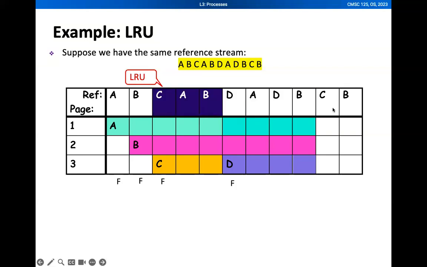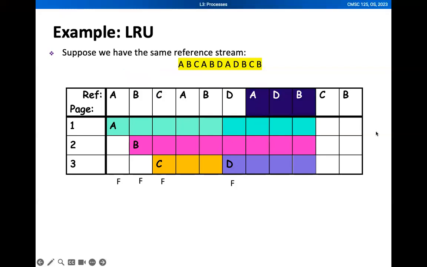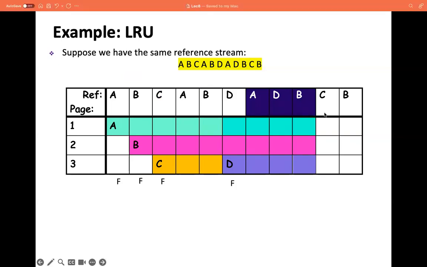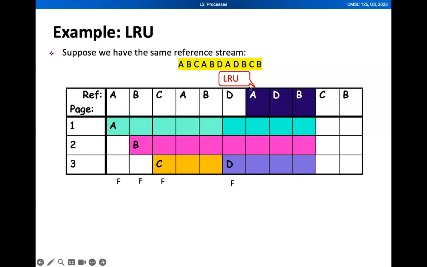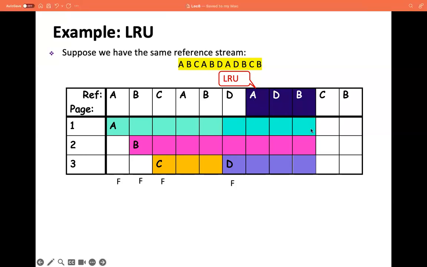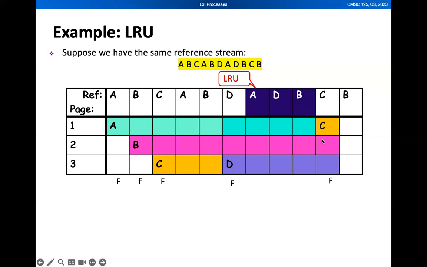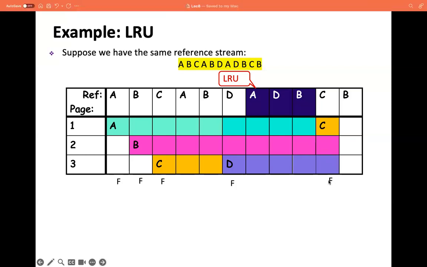So currently, in our main memory, we have D, B, and then A. So what we are going to look for is the least recently used. So let's look for B, and then D, and then A. The most recently used was B, so nope. Next would be D, and then the least recently used was A. So we are going to replace A with C. And then of course we indicate that it's a page fault since C was not loaded in the main memory.